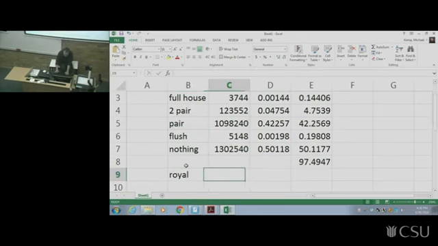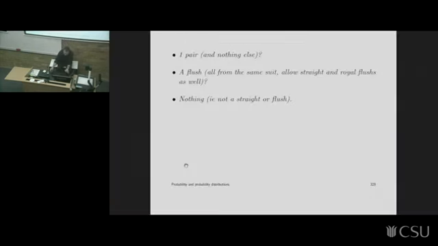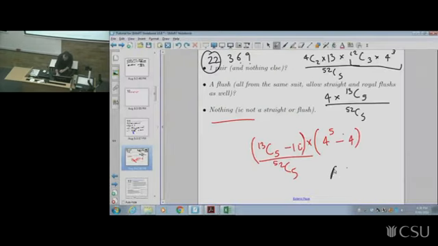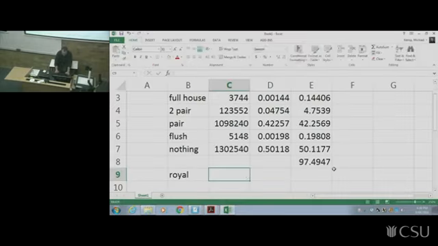How many different ways can you get a royal flush? Royal flush means the numbers are ace, king, queen, jack, 10. That's what the numbers have to be for a royal flush. They have to be that, and they have to be the same suit. So how many choices do you have for the suit? Just 4. So there's just 4 choices, that's it.